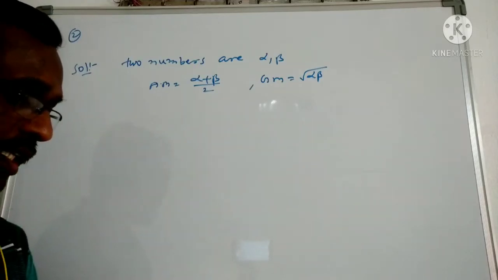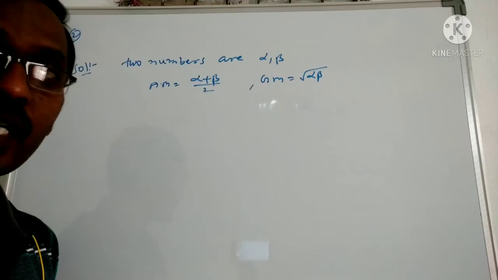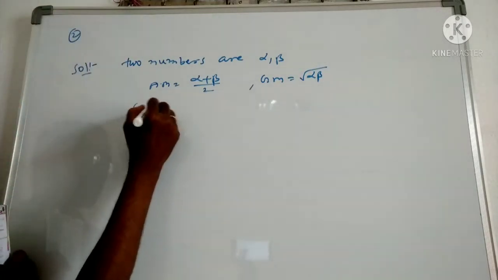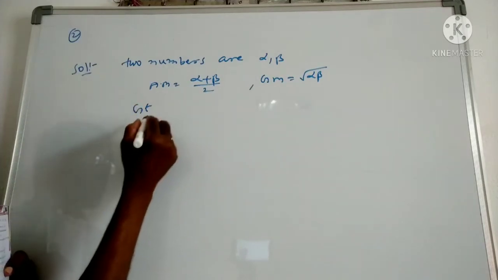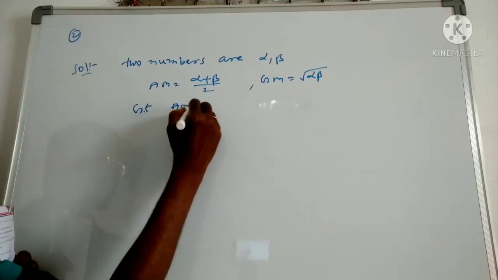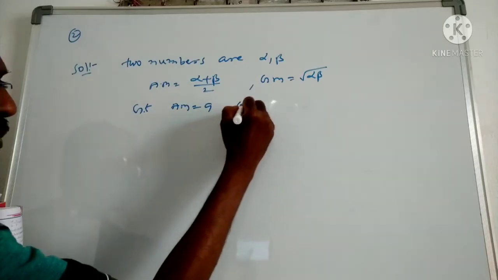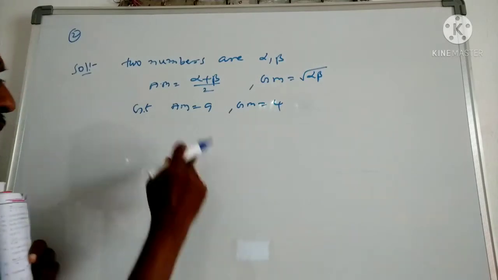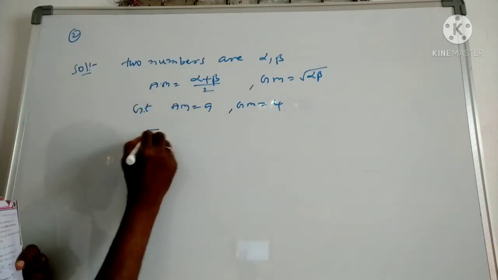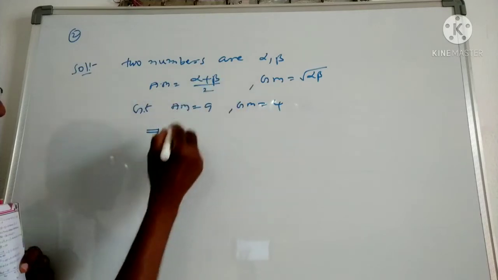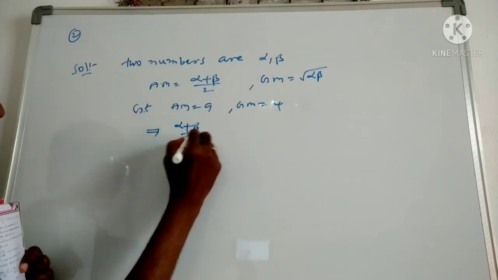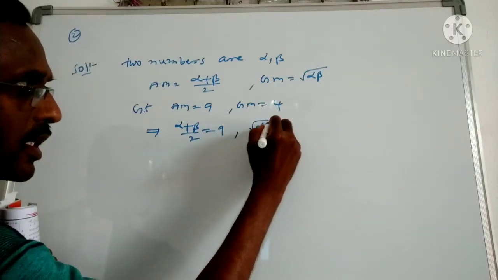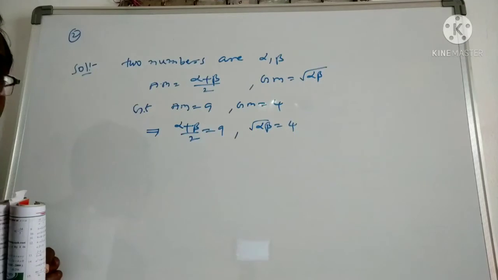Now what is the question here? Arithmetic mean is 9 is given, geometric mean is given as 4. So given that arithmetic mean equals 9, geometric mean equals 4. If we substitute the values, this implies that arithmetic mean (alpha plus beta) by 2 equals 9, and geometric mean root over alpha beta equals 4, given in the problem.